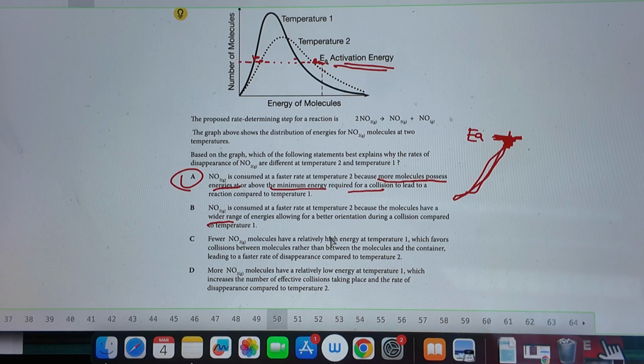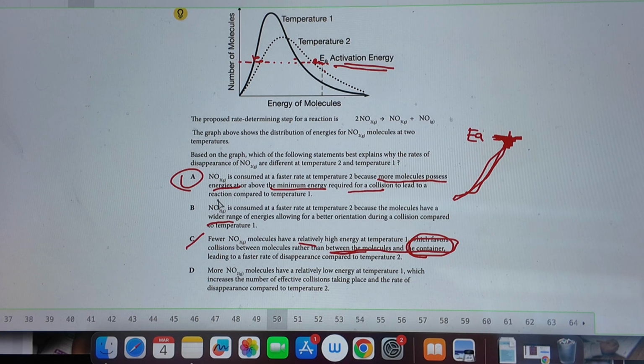C says fewer NO2 molecules have a relatively high energy at temperature 1, which is true, which favors collisions between molecules rather than between the molecules and the container, leading to a faster rate of disappearance at temperature 2. This doesn't make sense. It talks about collisions with the container. We are not interested in bumping into the container, so that is not correct.